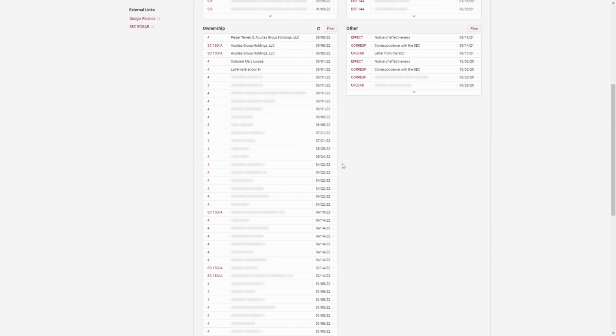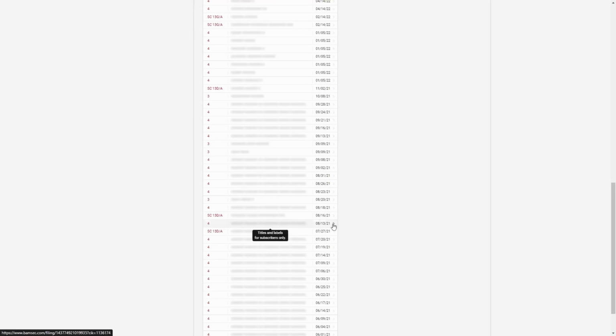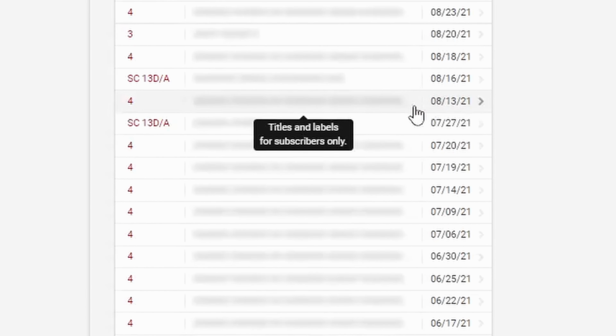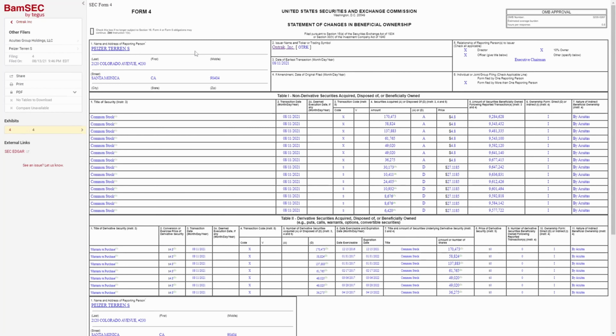And scrolling down a little bit, we can click on one of these filings. We'll just click this one from August 13th, 2021. And now you'll see there's a lot more transactions for this one. So you can see up here, this was an executive chairman of the company. So it's a high-ranking person. He knows a lot about what's going on with the financials and everything else.